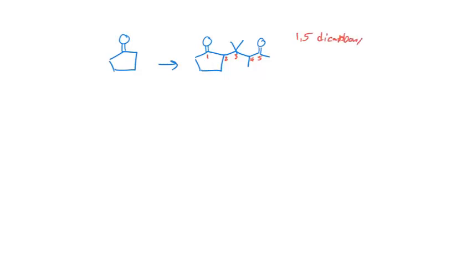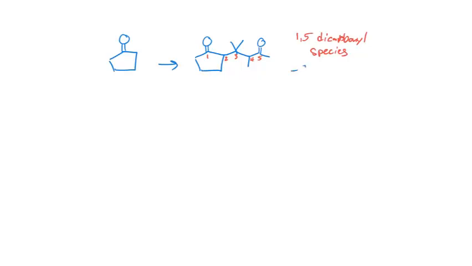Let's look at one more sample. So in this case, we should take a look at the relationship of the functional groups. Recognize that they are both carbonyls, so this is a 1,5-dicarbonyl species.